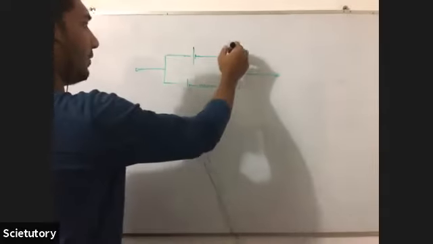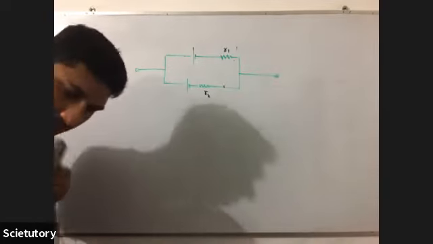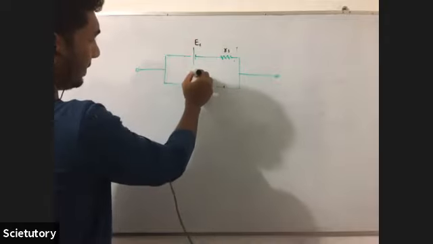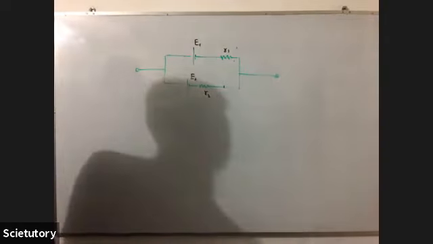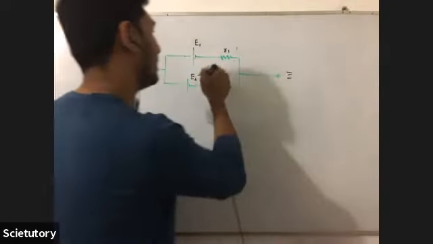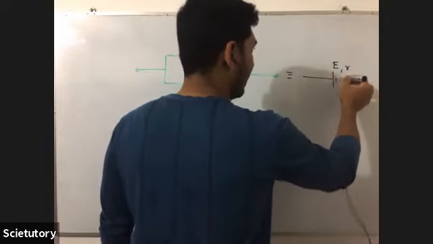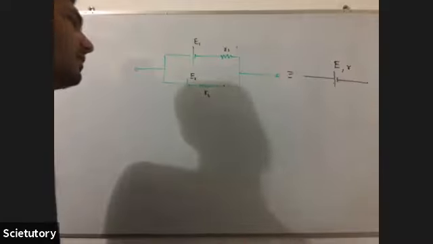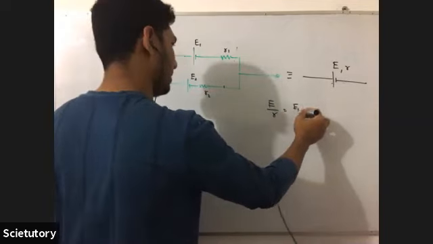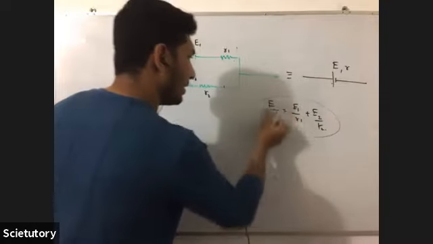So if this is R1 and if this is R2, okay? This is E1, if this is E2. There is a common equation for this. What's that equation? The equivalent for this system would be a cell with E electromotive force and R internal resistance, and the relationship is E over R is equal to E1 by R1 plus E2 by R2. So that's the theory.